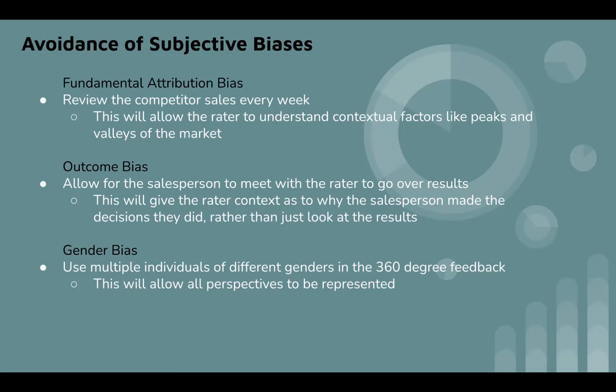The last section is gender bias. This is going over multiple individuals of different genders in the 360 feedback we talked about earlier. This allows all perspectives to be represented.